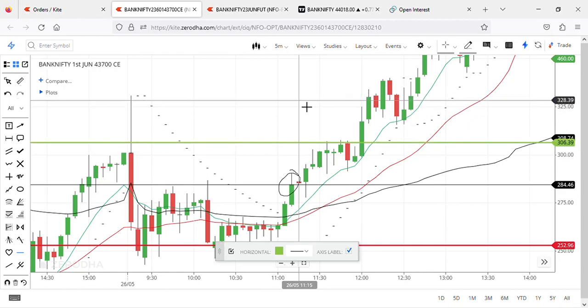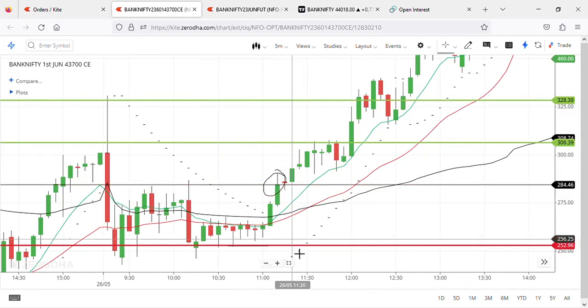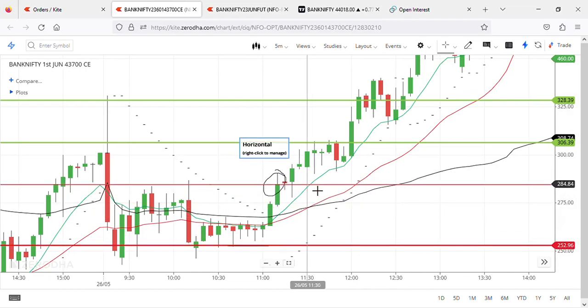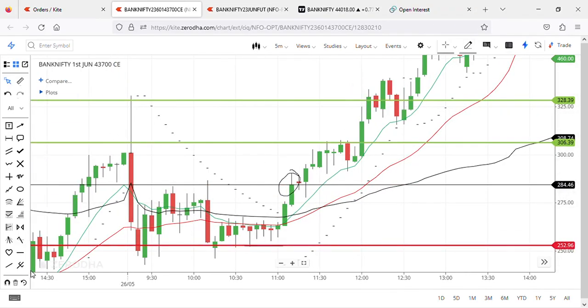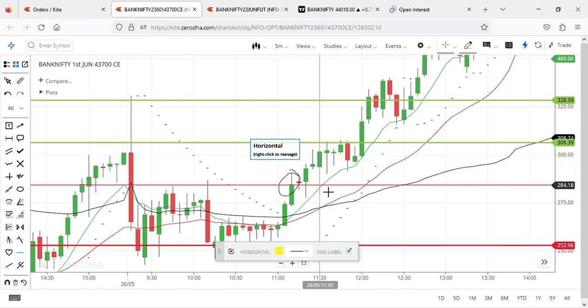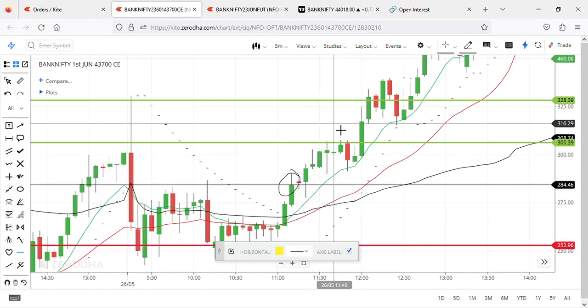Why do I mark these levels? It's very simple. The risk factor is over here. In this case, it is 32 points. So I want 32 points on the upside as well. Now 32 points would come to exactly around this area. 32 would mean 316, exactly over here. So I'll draw that line as yellow.